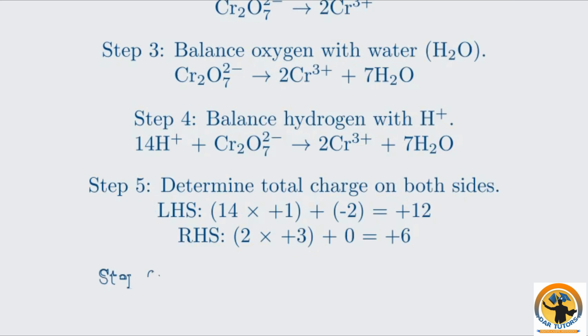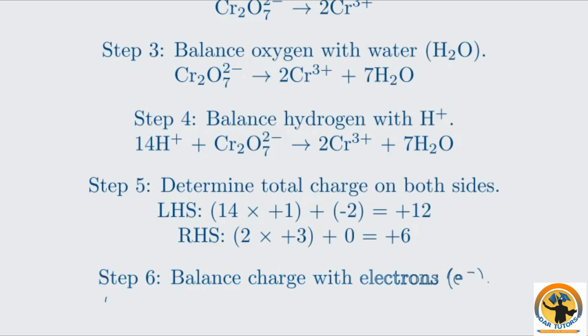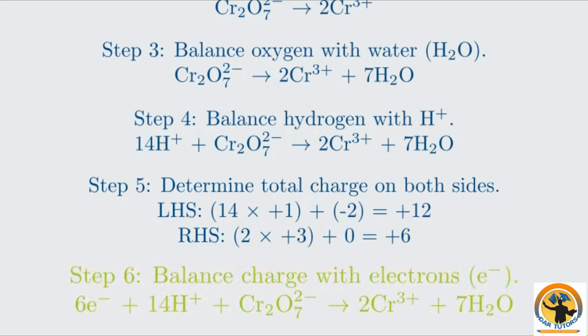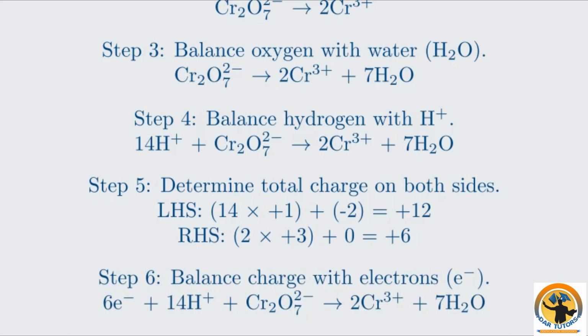Step 6 is to balance the charge by adding electrons. Electrons are negatively charged. To balance a charge of +12 on the left and +6 on the right, we must add 6 electrons to the more positive side, the left. Let's check the final charge. On the left, 6 + 14 - 2 = +6. On the right, +6. The equation is now balanced for both mass and charge. This represents the reduction of dichromate ions.